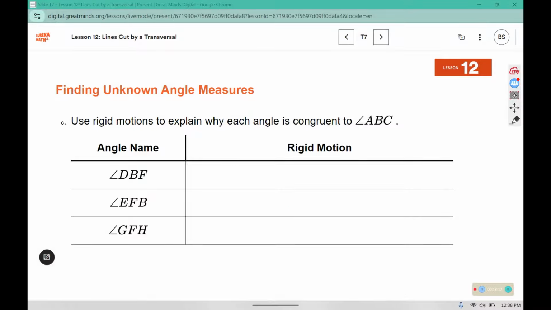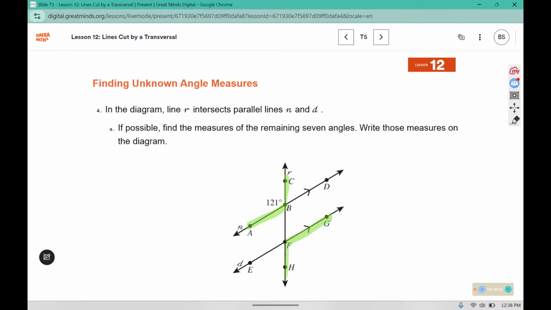And now we're looking for GFH. This one is going to require two motions. We're going to start by translating along BF, and then we're going to rotate around point F.